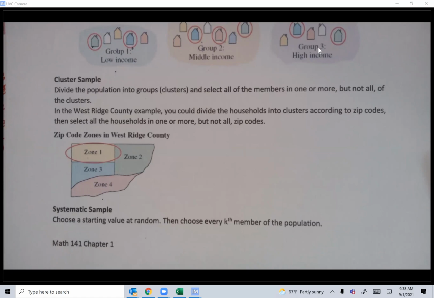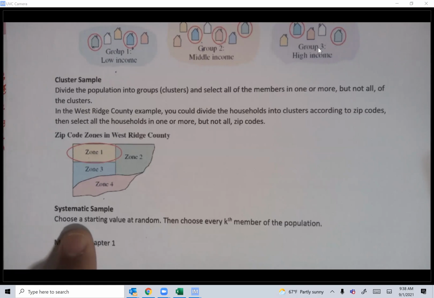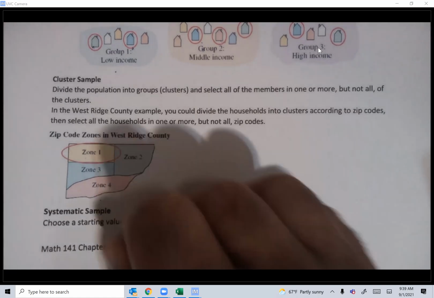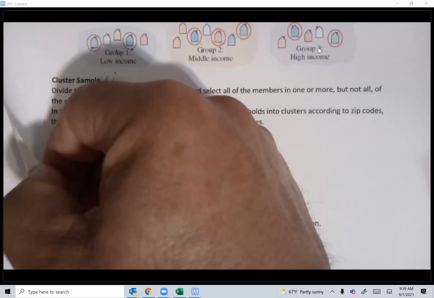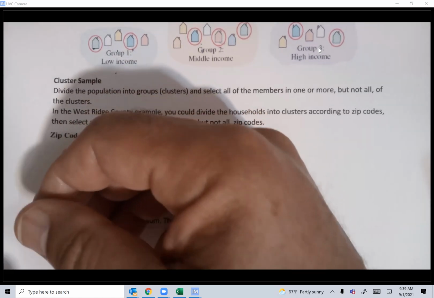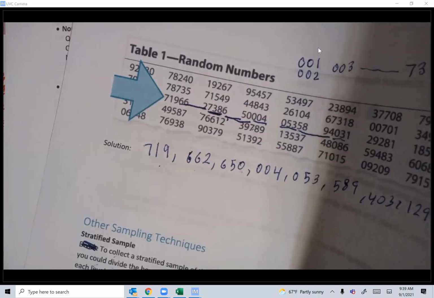So you create your own system for how you want to collect a sample and just follow it. And here is the definition. Choose a starting value at random and then choose every kth member of the population. Kth could be 2nd, 3rd, 4th, 5th, whatever you want it to be. Okay, that's systematic. And then the last one, which usually we don't use much, it leads to bias.